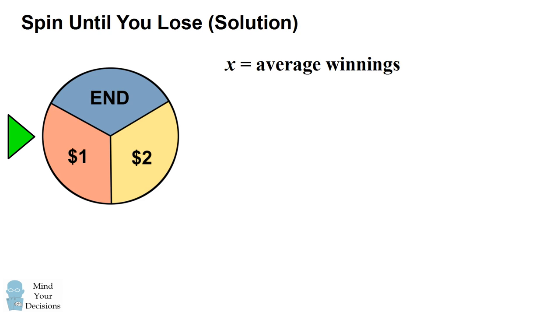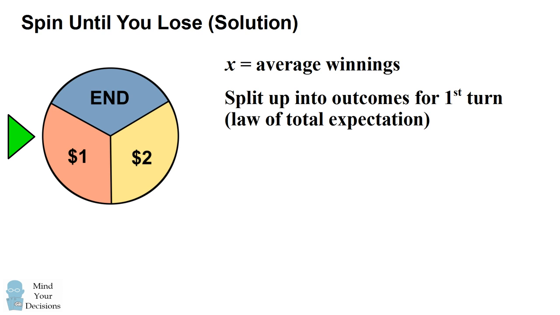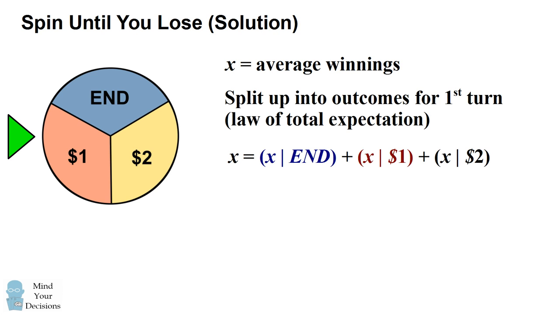Let's imagine we have a variable x which denotes the average winnings of our gameplay. We can split up x into the three different outcomes for the first turn. This is known as the law of total expectation. So we can either consider x as landing on end on the first turn, we can consider landing on $1 on the first turn, or we can consider landing on $2 on the first turn. Each of these are equally likely.